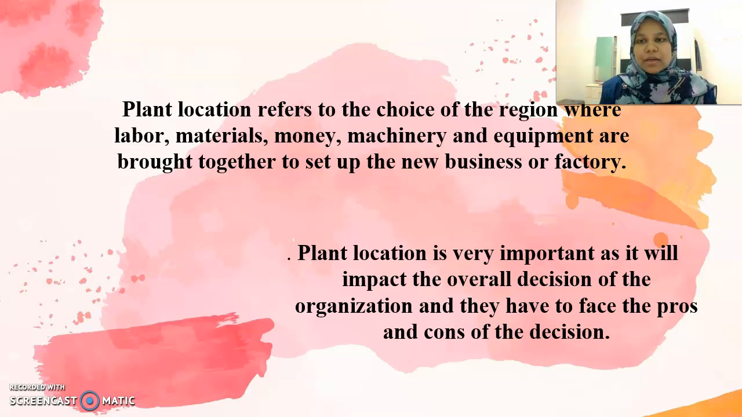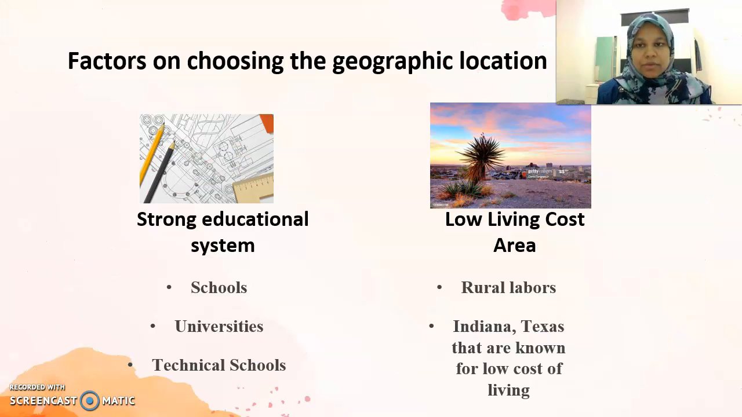So before we start, what does plant location actually refer to? It refers to the choice of the region where labor, materials, money, machinery and equipment are brought together to set up the new business or factory. Plant location is very important as it will impact the overall decision of the organization, and they have to face the pros and cons of the decision.